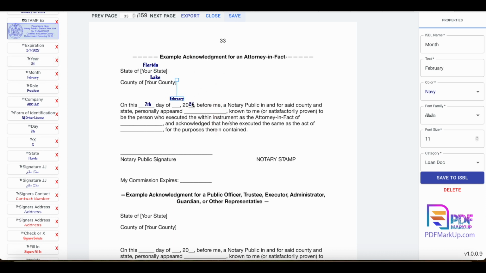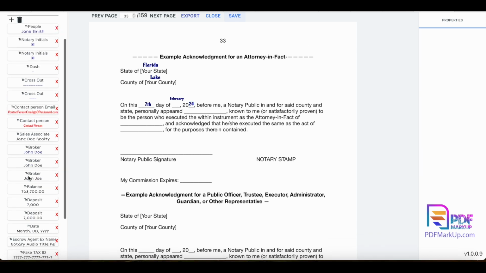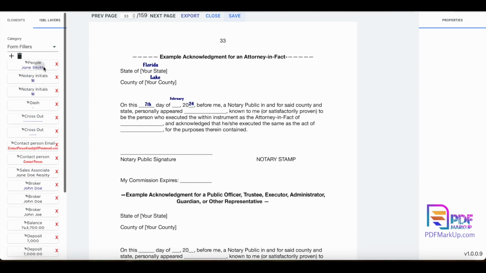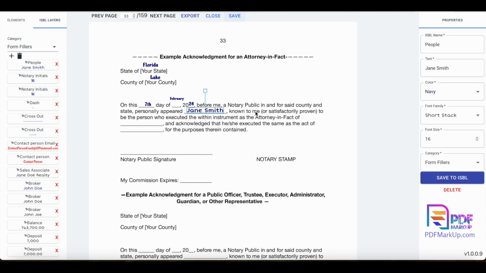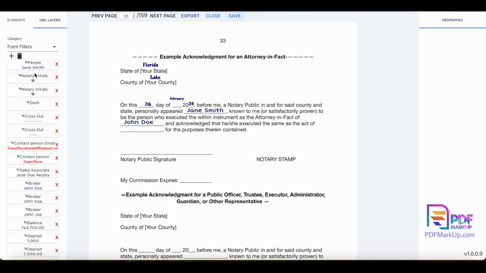Before me, a notary public in or for said county and state, personally appeared, the person who appeared before you, Jane Smith, known to me or satisfactorily proven to be the person who executed the within instrument as the attorney in fact of John Doe, and acknowledged that he or she executed the same as the act of John Doe.